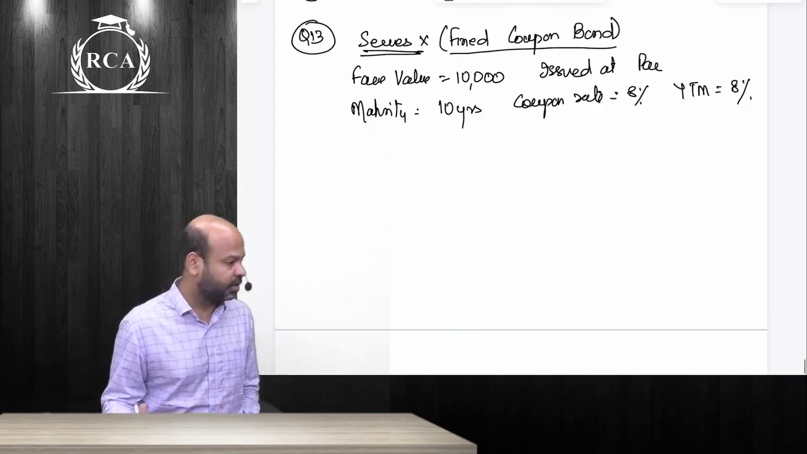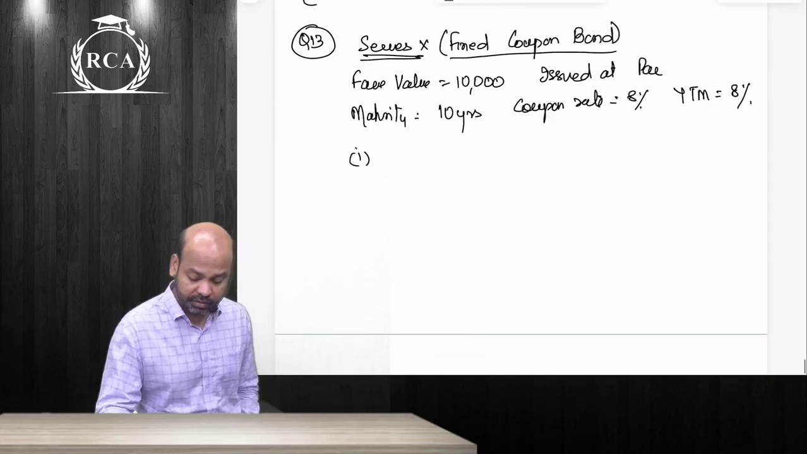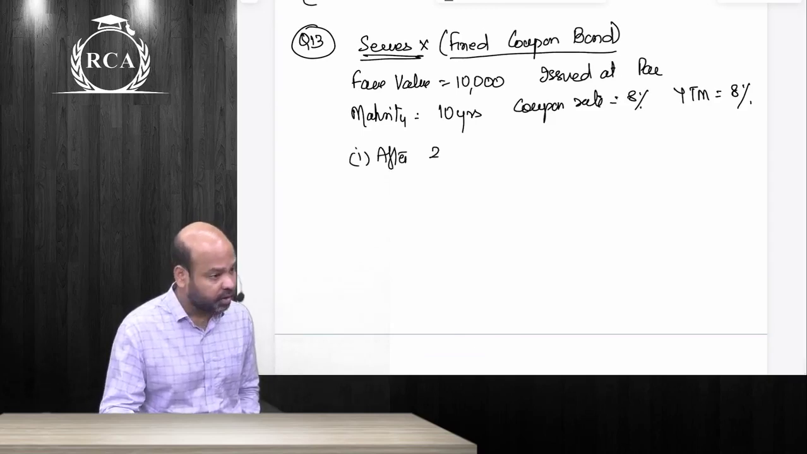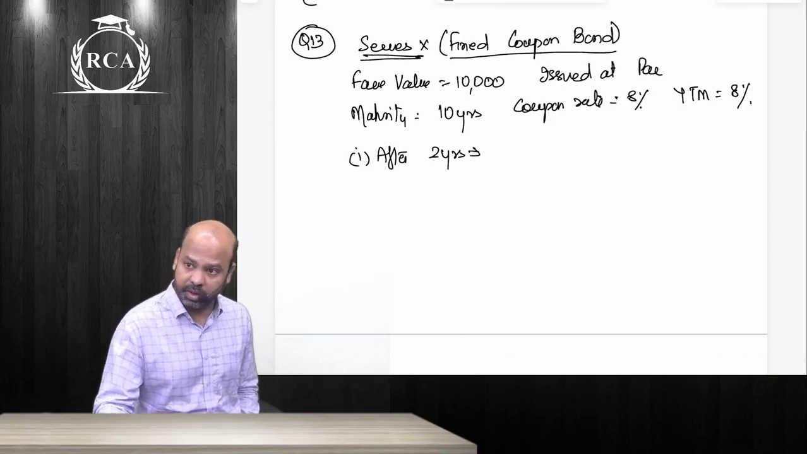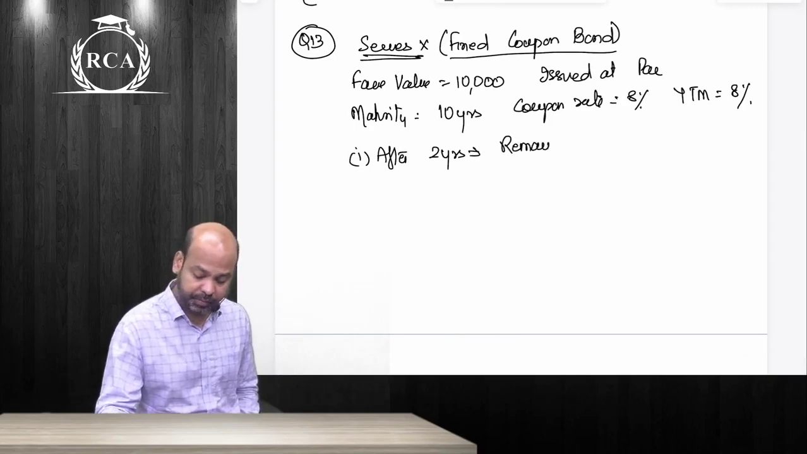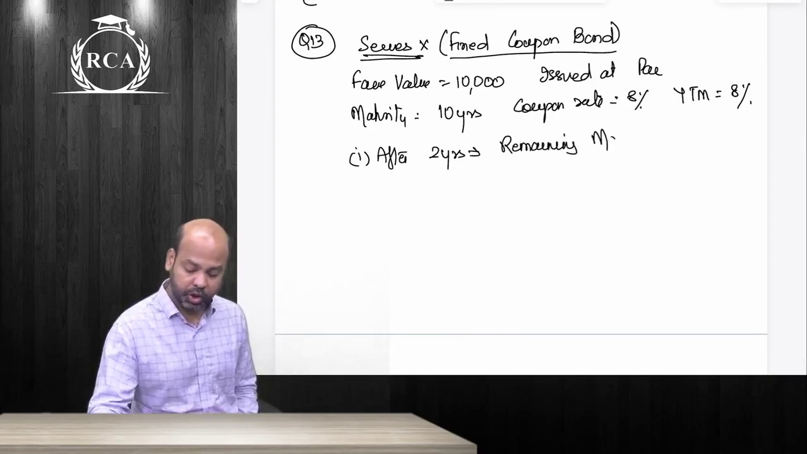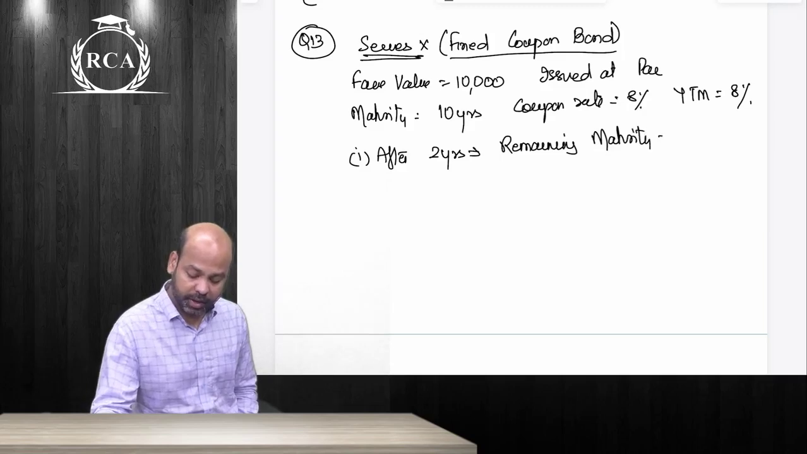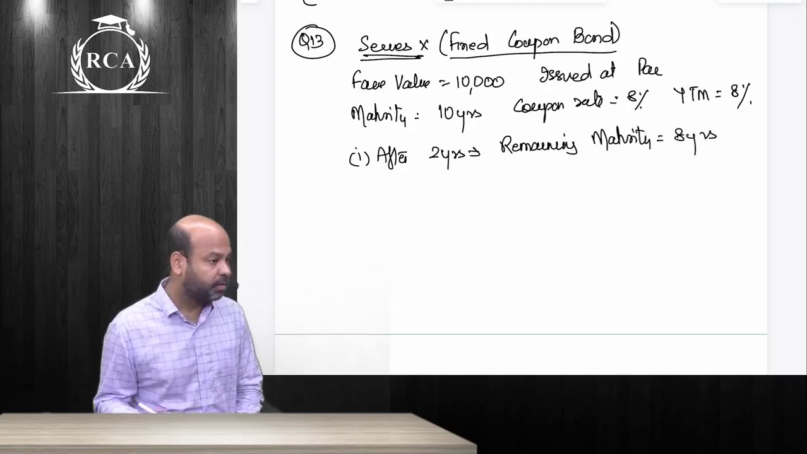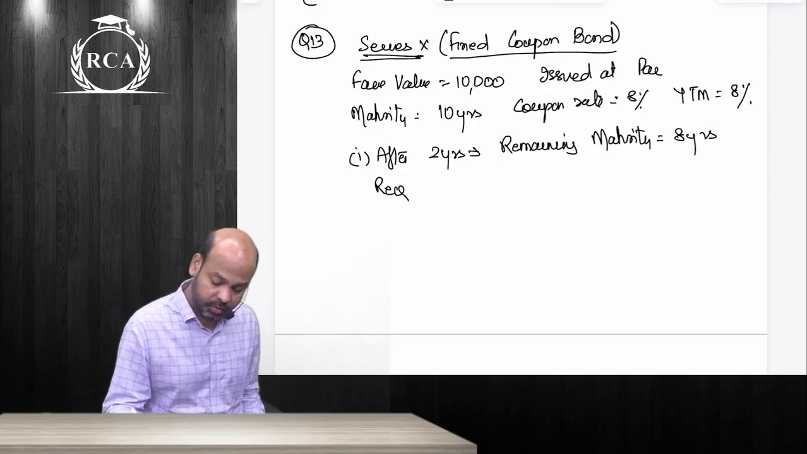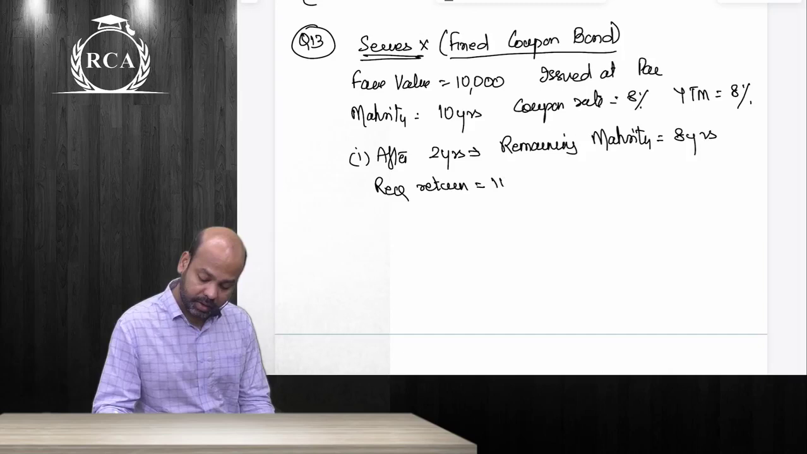Two cases here. One is after 2 years, the other one is after 2 additional years. After 2 years, what will be the remaining maturity? Remaining maturity of the bond will be 8 years. But what is your required return now? It is not 8%, it is 10%.